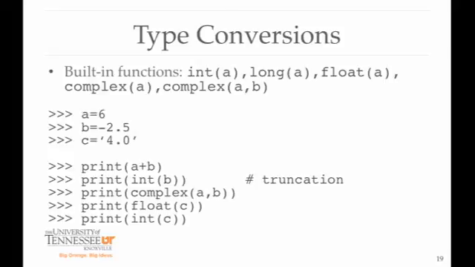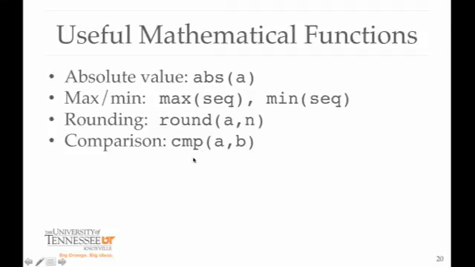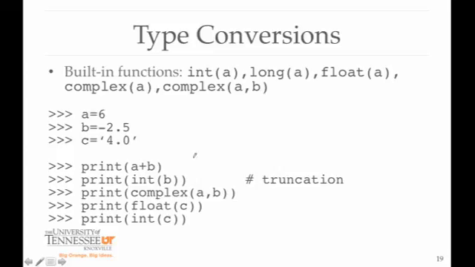Suppose A had the integer 6, B was the float negative 2.5, and C was actually a string '4.0'. Again, notice the single quotes. And so if I was to print A plus B, in the sense of the fact that I've got 6 and then added to negative 2.5, it's what you'd expect the output to be. I'm sorry, the output would be 3.5, right? So that would be the output for that particular example.